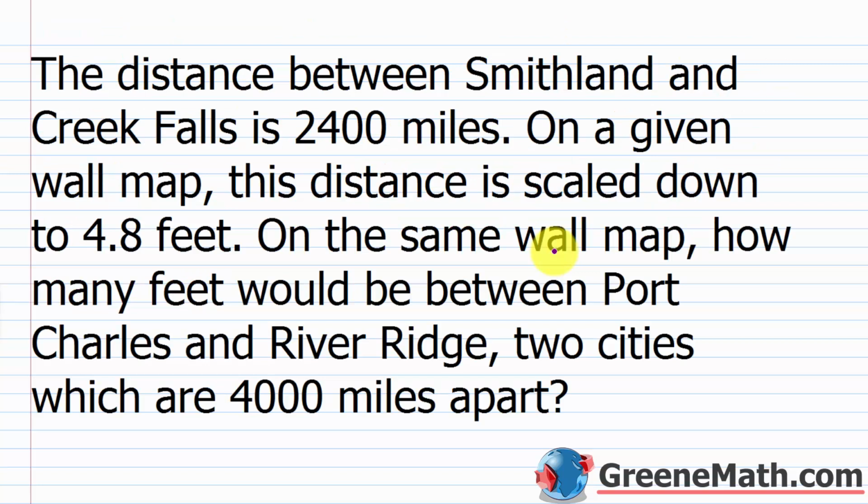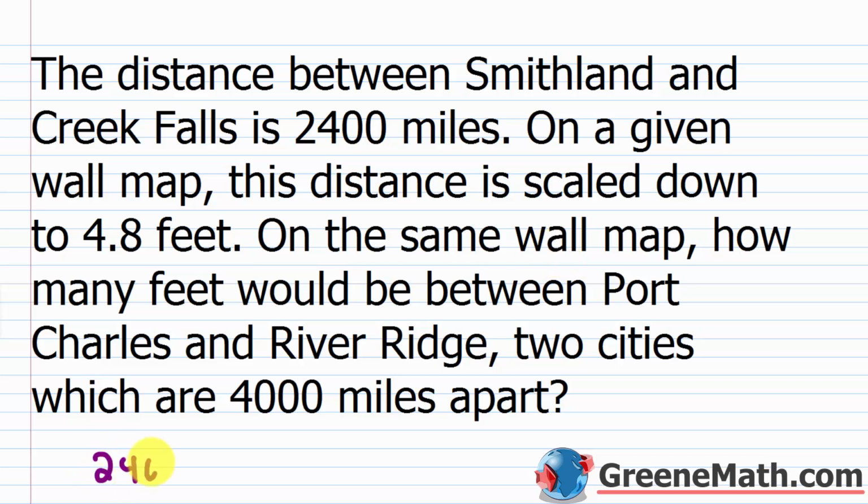So the distance between Smithland and Creek Falls is 2,400 miles. On a given wall map, this distance is scaled down to 4.8 feet. On the same wall map, how many feet would be between Port Charles and River Ridge, two cities which are 4,000 miles apart? So again, another easy one. Essentially, it tells us that we have this given wall map, and basically the scale is proportional, right? So it takes a certain distance in the real world, and it scales it down. So between Smithland and Creek Falls, it's 2,400 miles.